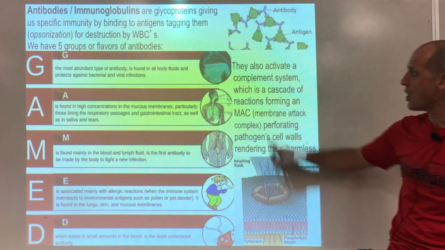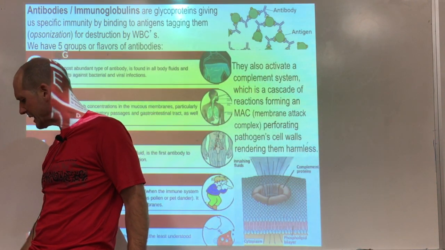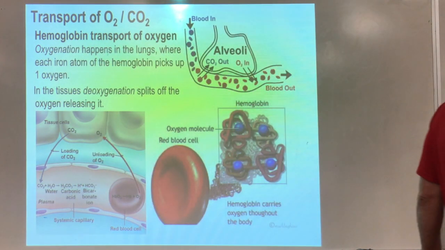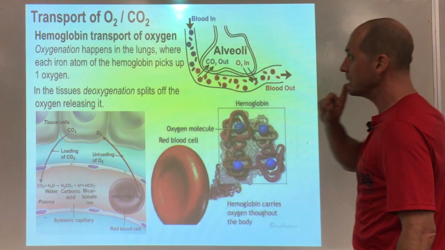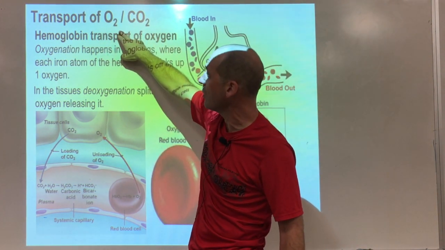So they can directly also fairly well attack certain things. So that's nice. We'll talk more about that in the immune system. Then we get to the transportation of oxygen and carbon dioxide. That's our main one to talk about.